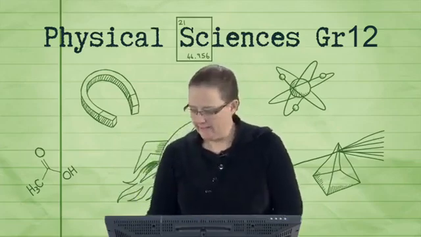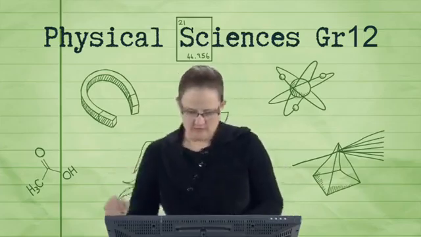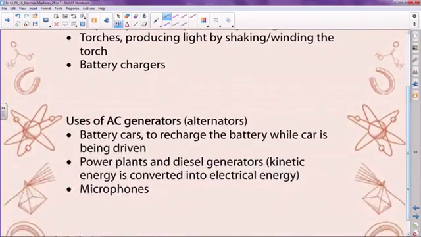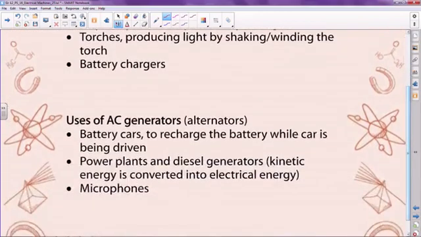Let's move on. Okay, now, where do we use DC generators? This is very important. DC generators are used in bicycle dynamos, torches, the ones that you shake or you wind, and battery chargers. AC generators are also alternators, which of course means they're used in cars. Okay, it charges the battery in the car while the car's moving. Power plants, diesel generators, any of the ones you use at home are all AC generators, and microphones use AC generators, which is actually quite an interesting little concept along the way.